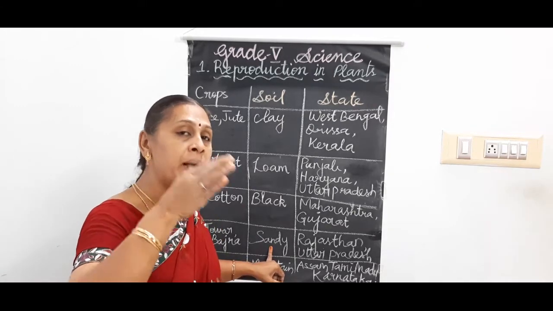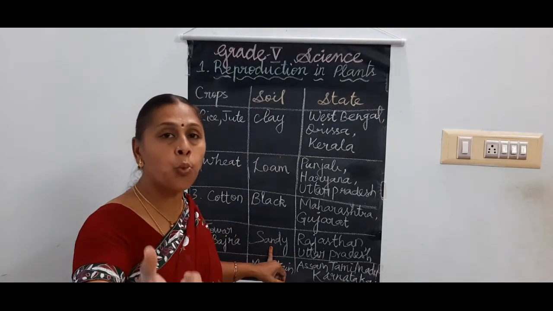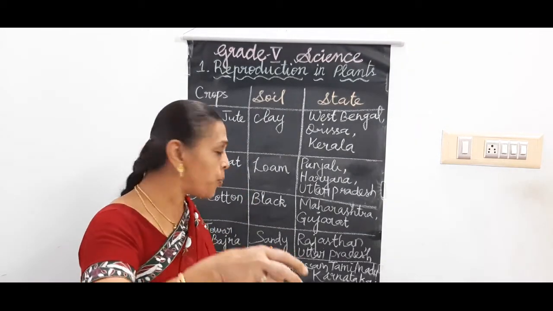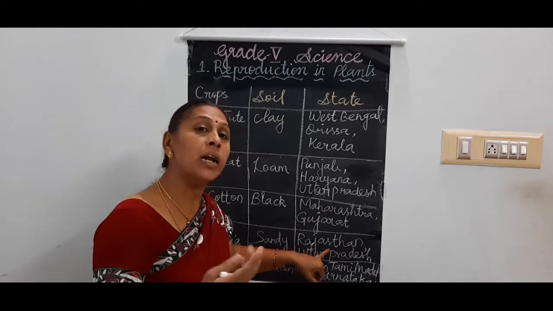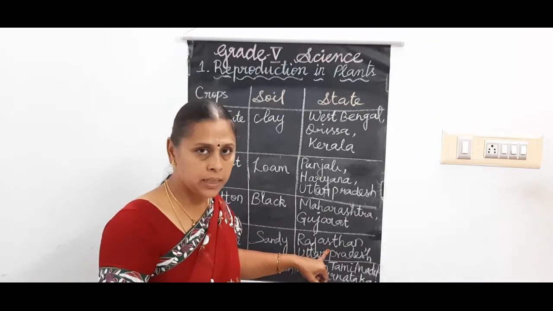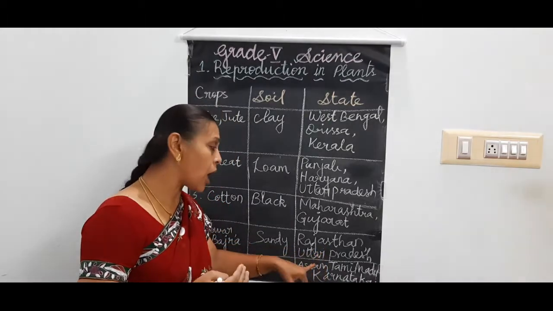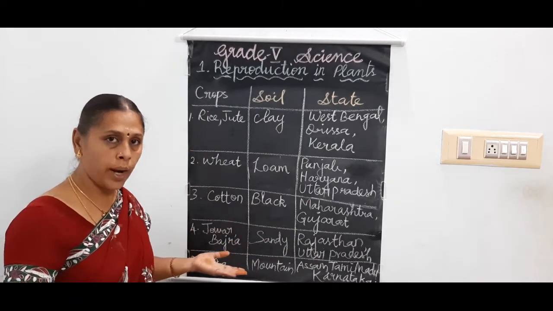So where the places, that means the water will not be present more. So in such places, sandy soil only will be there. In which places? Rajasthan. It is a desert. Everywhere you could find only the sandy soil. So in those places, Rajasthan, Uttar Pradesh and all, this jowar and bajra will grow in large quantities.